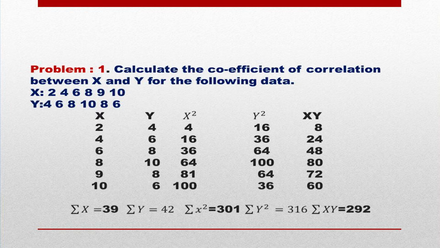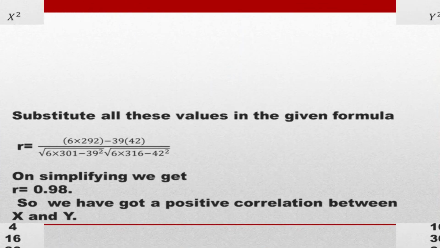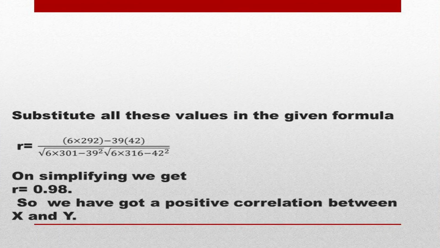The x series total is summation x equal to 39 and the y series total is summation y equal to 42. Then summation x square equal to 301 and summation y square equal to 360, and the product summation xy equal to 292. n is the number of observations. Now apply the formula. Substitute all these values in the given formula.